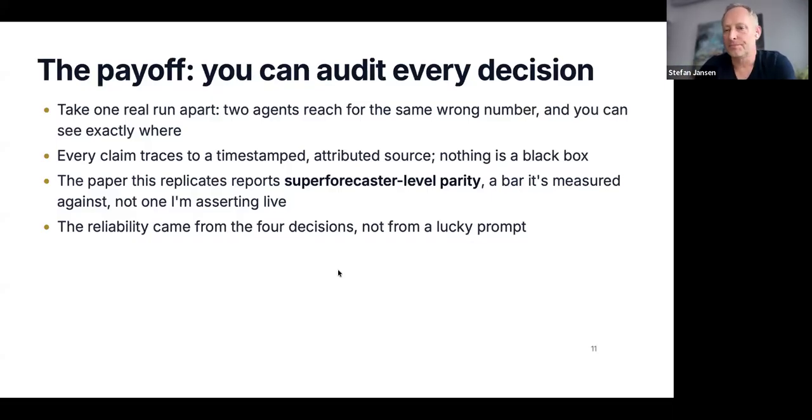Now the benefit is, given the recording of traces and so forth, you have the ability to audit and understand everything. Everything is time-stamped. There's no black box. It's very clear how the agents operate, so you can operate on this basis. And through much optimization, Bridgewater arrived at a system that actually achieves super forecaster parity in certain questions in certain environments.